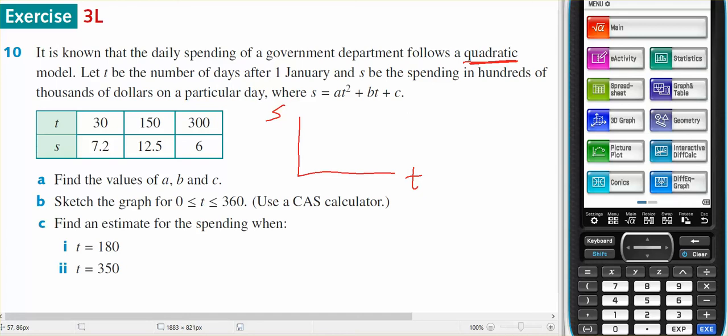This is for Year 11 Methods. It's question number 10 out of 3L, and I'm going to use the calculator to get my solution. It is known that the daily spending of a government department follows a quadratic model.